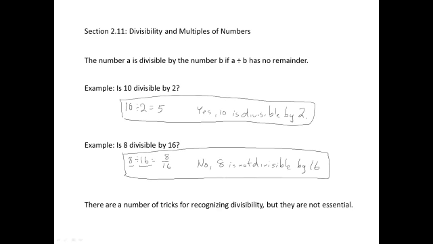There are also a number of tricks for recognizing divisibility, but these aren't essential to know. For example, you may be familiar with the fact that if a number ends in 0 or 5, then 5 will go into it evenly. Or if the last digit is even, then 2 will go into it evenly.